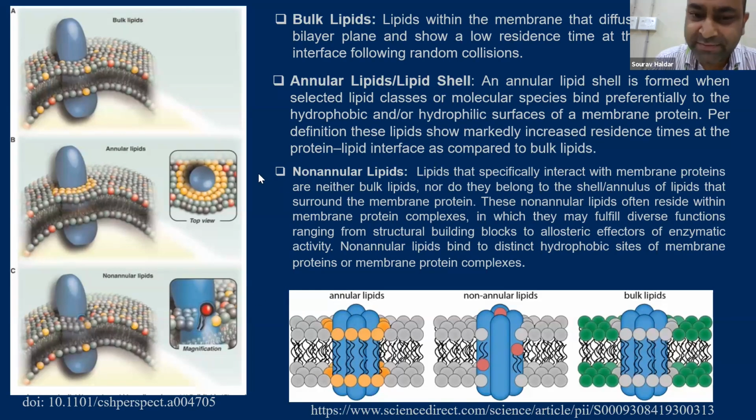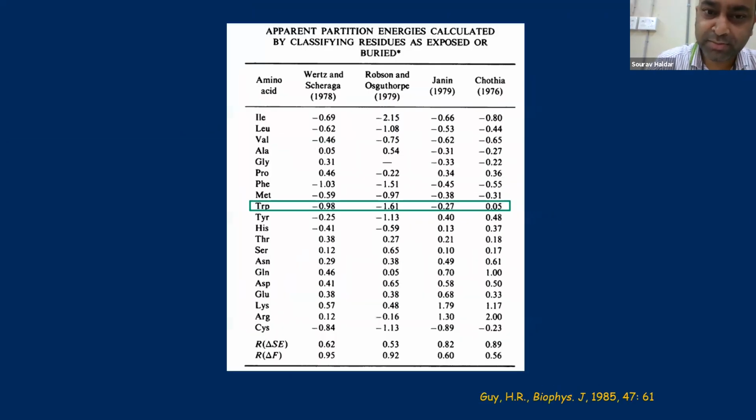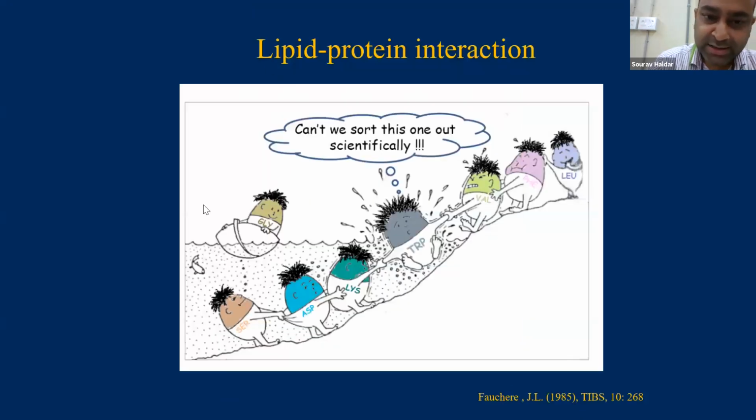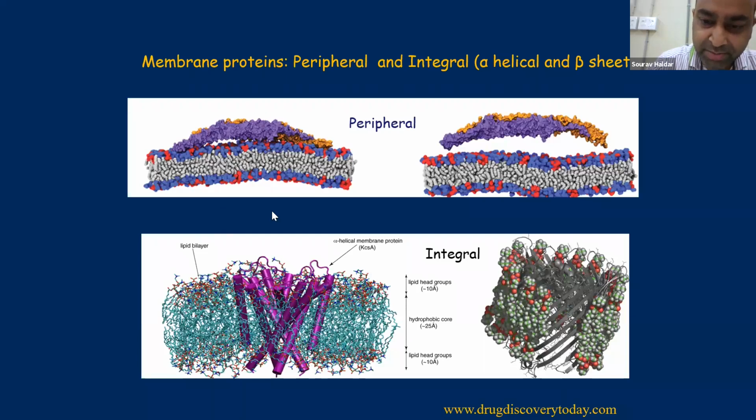Okay, I actually skipped a few of the slides in between, so I'll go back to that in the context of membrane protein organization. All right, so we understand that there are peripheral membrane proteins and integral membrane proteins, and integral membrane proteins are more influenced by the physical properties of the lipid bilayer, either by a general effect or by a specific effect.